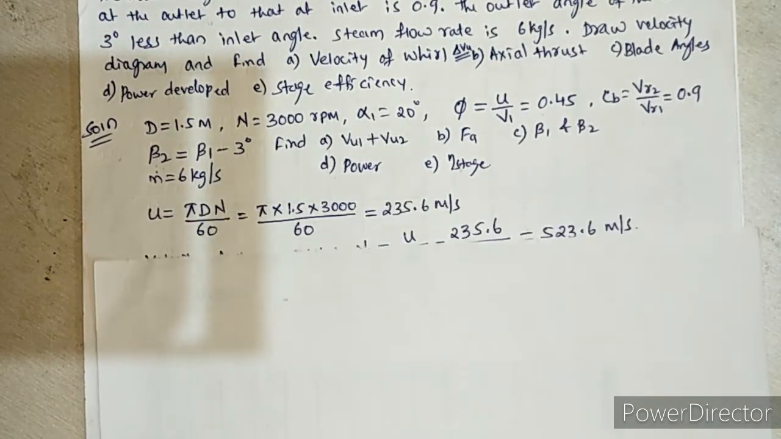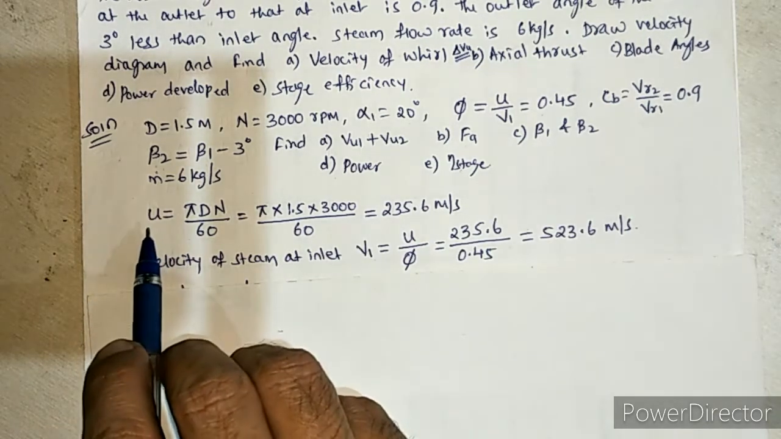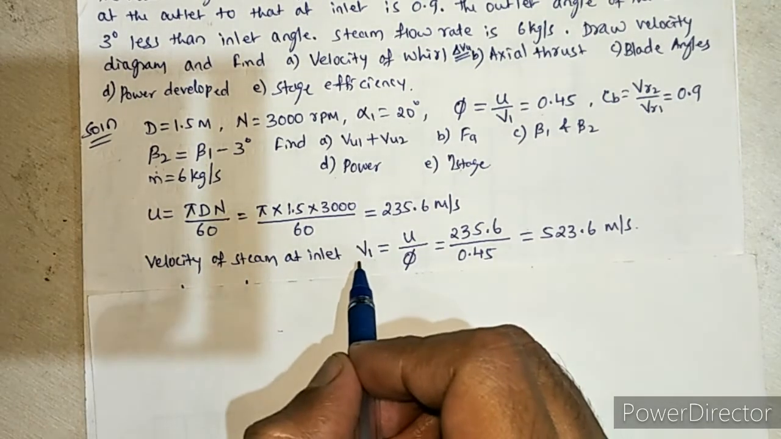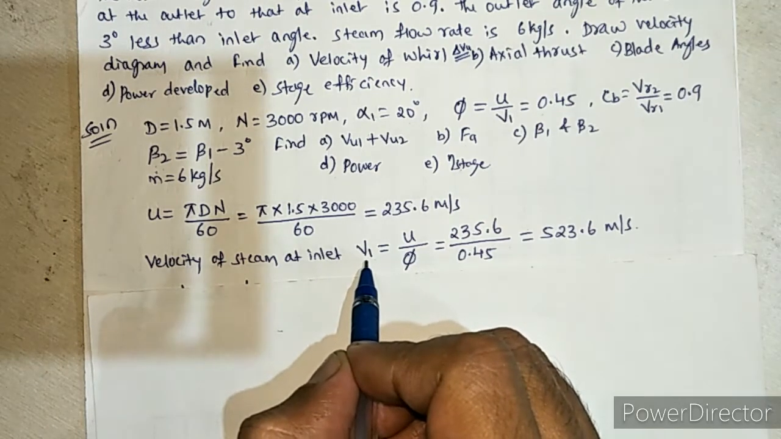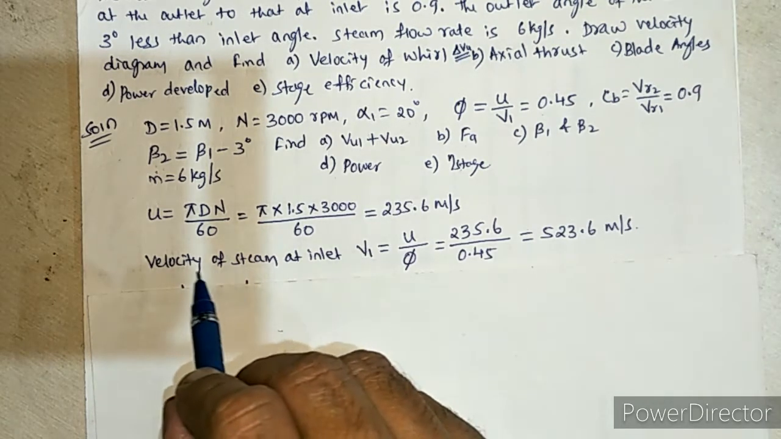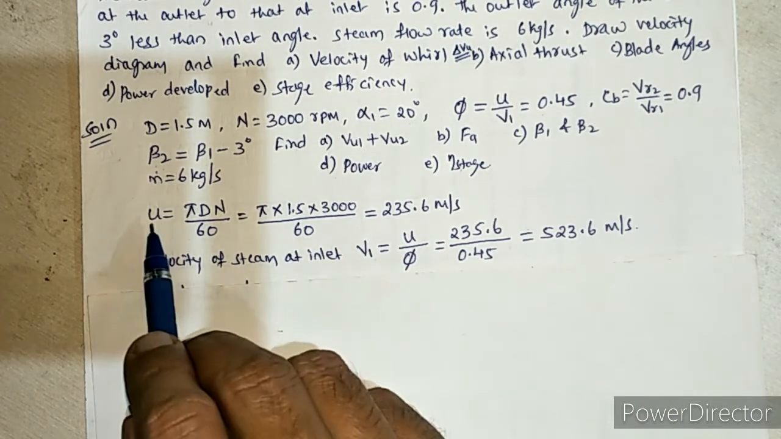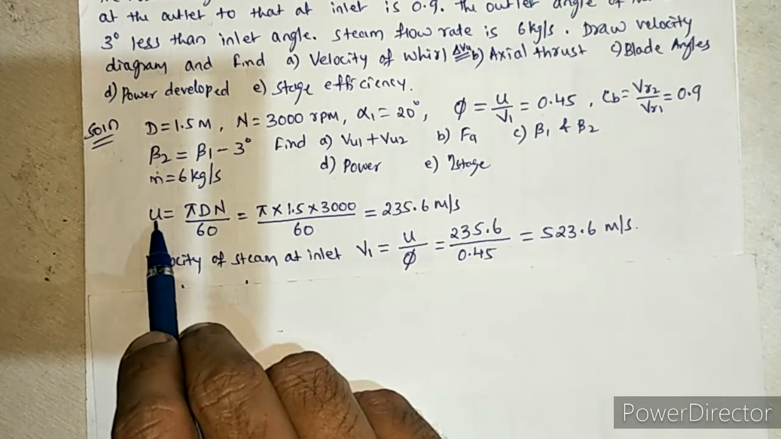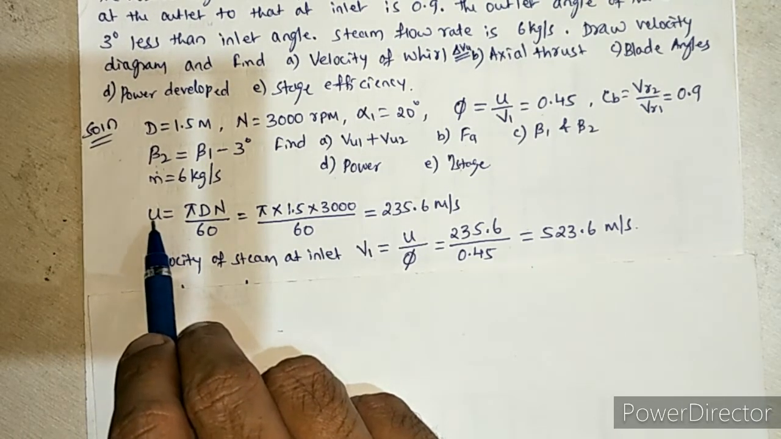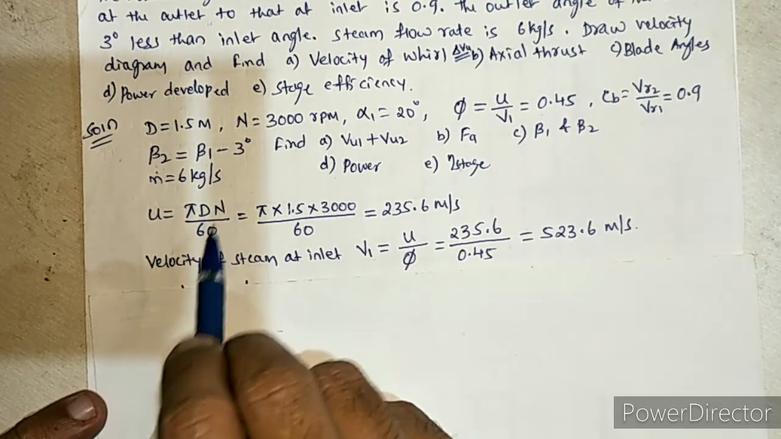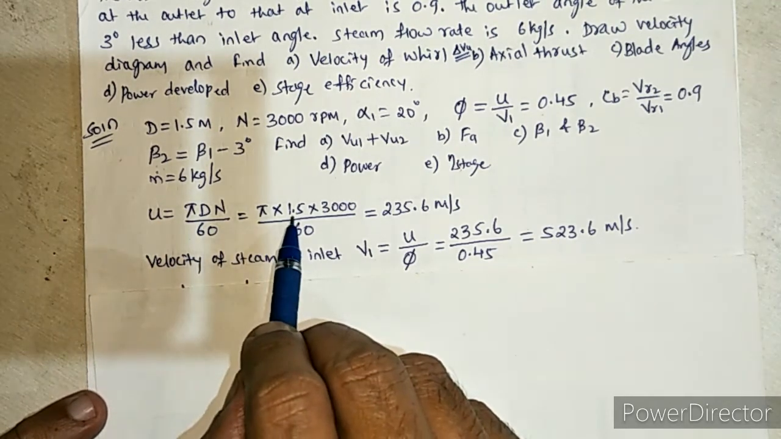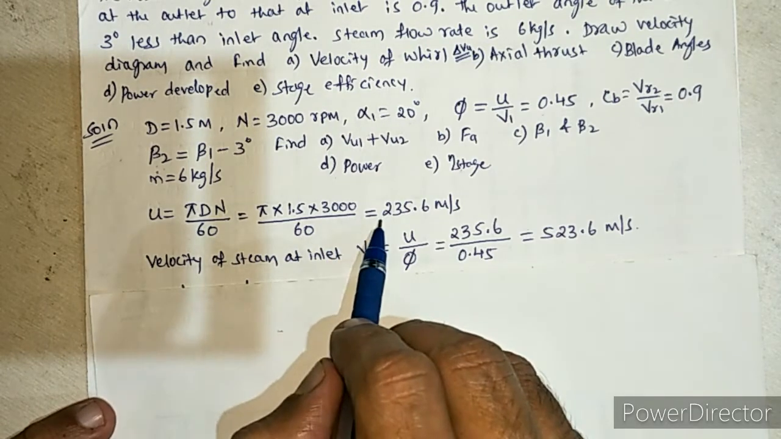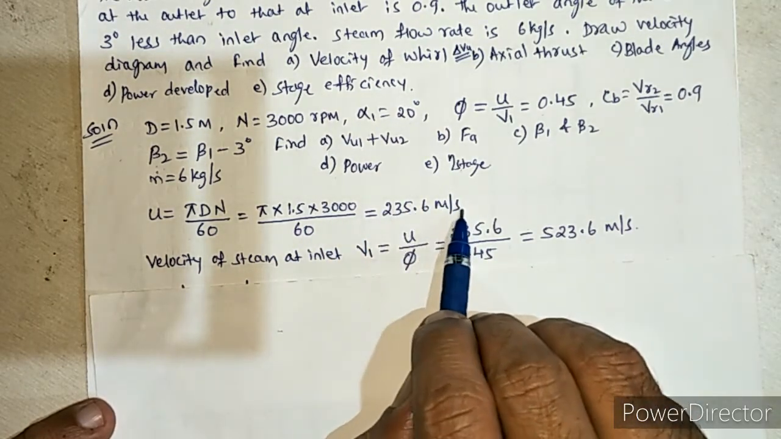Before going for this graphical method, we need to know the value of u, and we also need the value of v1, that is the inlet velocity of the steam. So v1 is the velocity of the steam at inlet and u is the peripheral velocity of the blade. First we will calculate the peripheral velocity of the blade. u is equal to pi D N by 60, so pi into 1.5 into 3000 divided by 60. The value of u will be 235.6 meters per second.